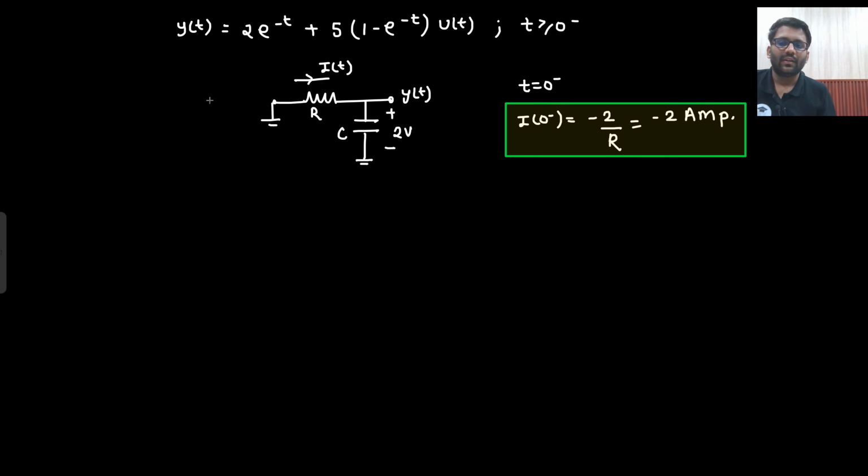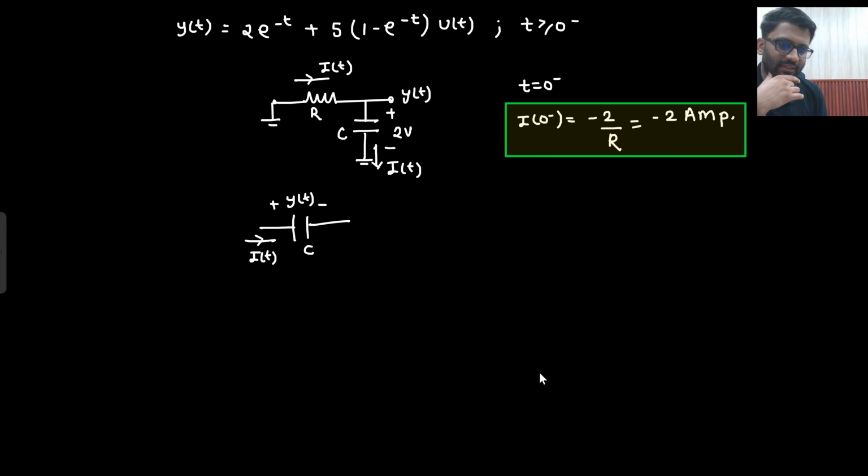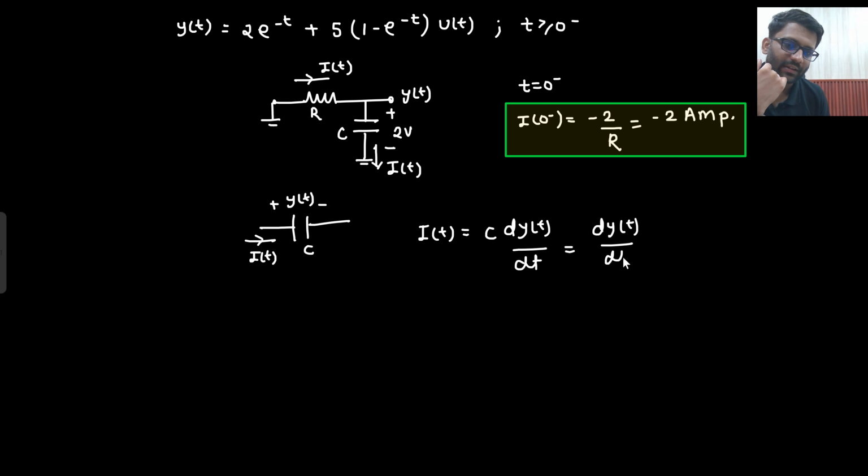So your current at t equals to 0 minus was minus 2 ampere. Now if you know the voltage across the capacitor, this current was there in the capacitor as well, no? The current in the capacitor at t equals to 0 minus was minus 2 ampere. You agree to this point? Now the voltage across the capacitor is y(t), and the current is i(t). With capacitor C, i(t) could be given as C dy(t)/dt. C value is 1 only, so i(t) is dy(t)/dt.